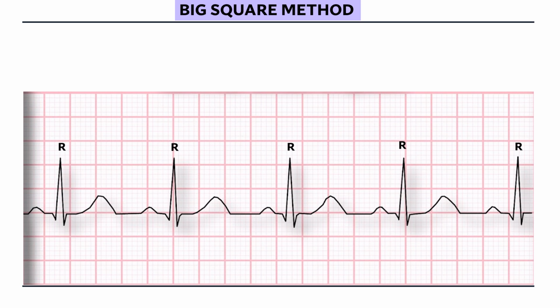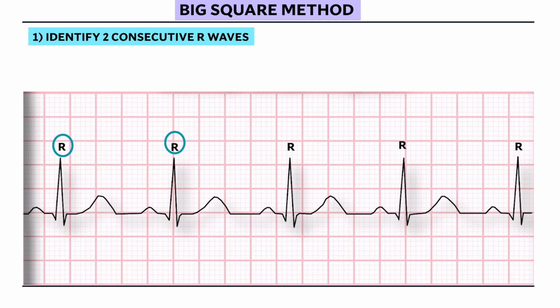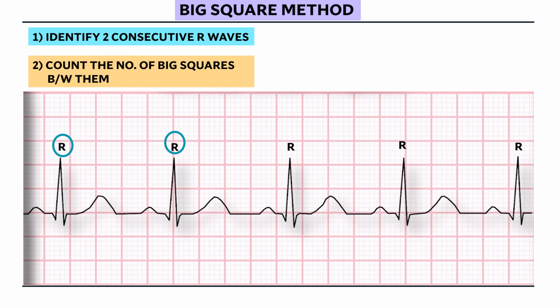The first method is the big square method. The first step in the big square method is to identify two consecutive R waves. So we have identified the two consecutive R waves from this ECG. Now moving to the second step, that is, count the number of big squares between the two R waves. So in between the two R waves we have 4.2 big boxes.